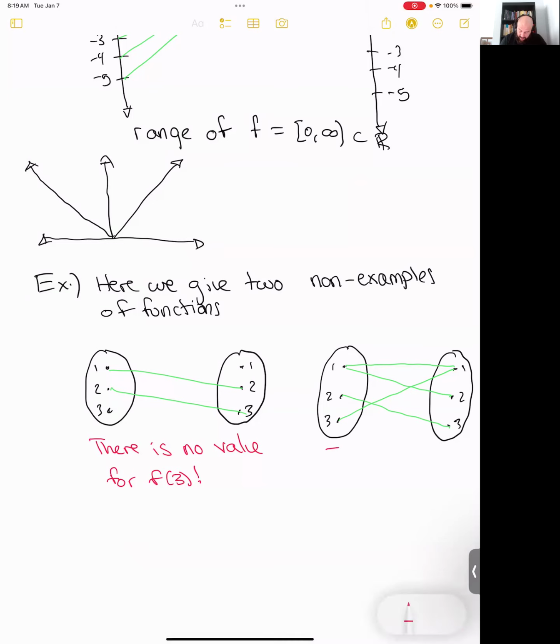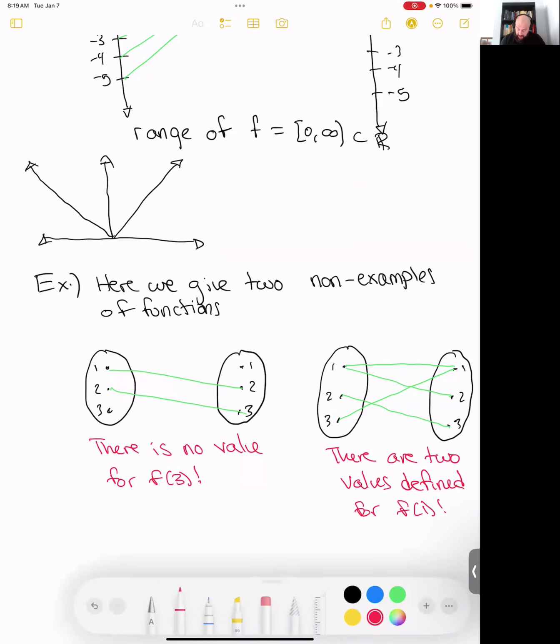So there are two values defined for f of 1. So that's not okay. Okay, so those are the kinds of things that we don't want to allow if we're going to talk about functions.